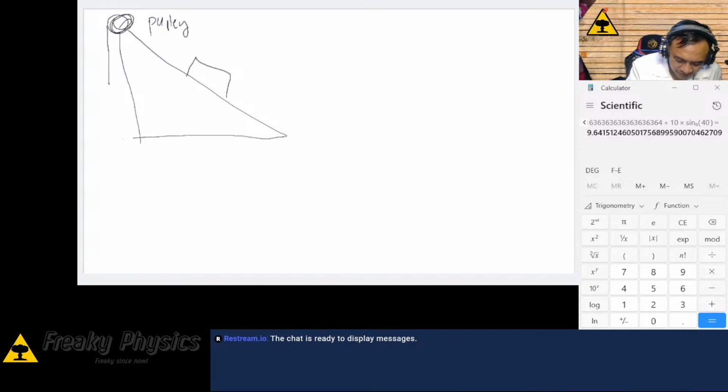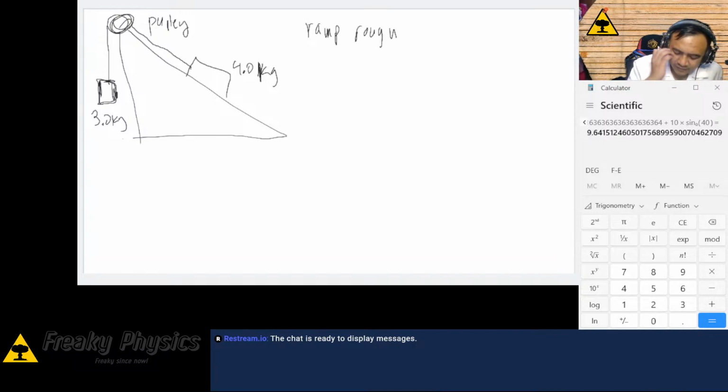On this pulley, I'm not going to make it more complicated than this. This is the hardest one you'll get in an exam. This pulley is like that, and this is a mass. Let's give these masses some values: 3.0 kilograms and 4.0 kilograms. Again, let's make the ramp rough. Because of the nature of this problem, you don't know which way it's going to go, but I'm giving you that mu is equal to 0.3.